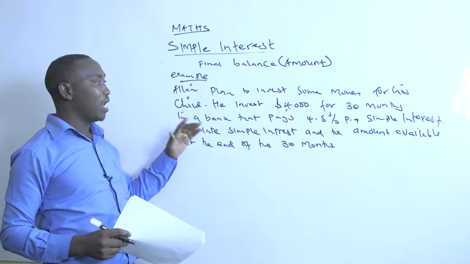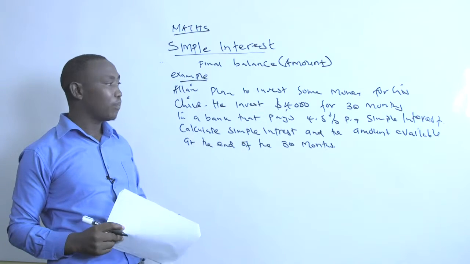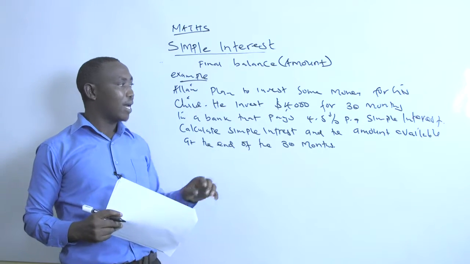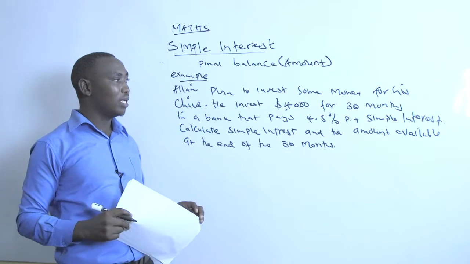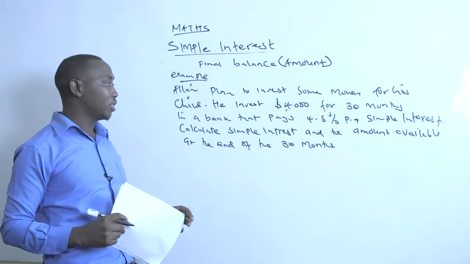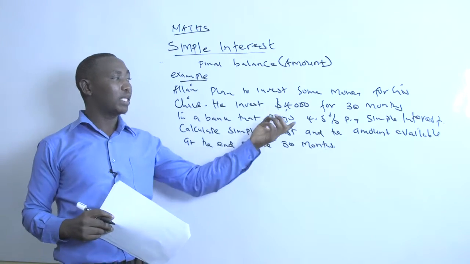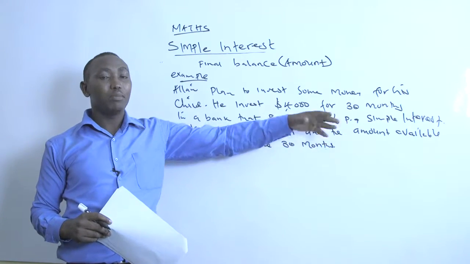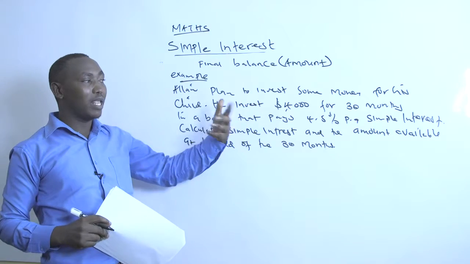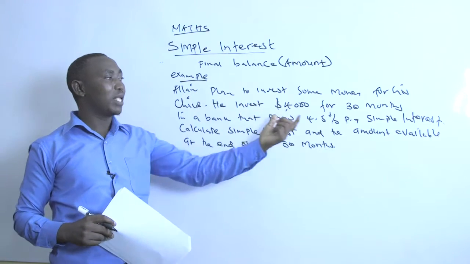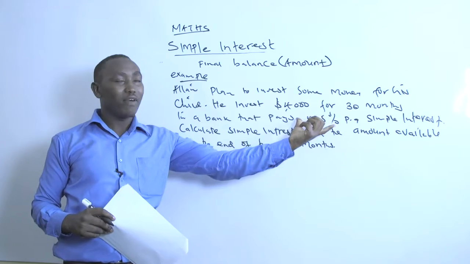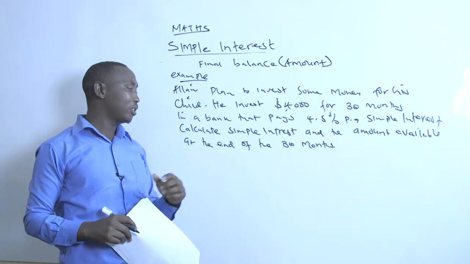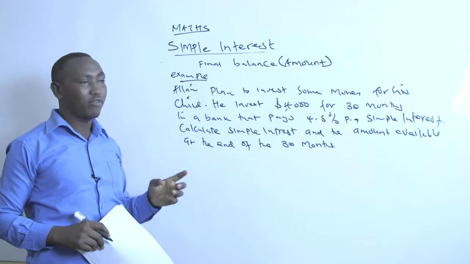Now here is an individual, Alan, who wants to invest for his child and is putting aside $4,000 over a period of 30 months to a bank which pays 4.5% interest per annum. Now per annum simply means per year or yearly. That means it consists of 12 months. Calculate the simple interest and the amount available at the end of the 30 months.